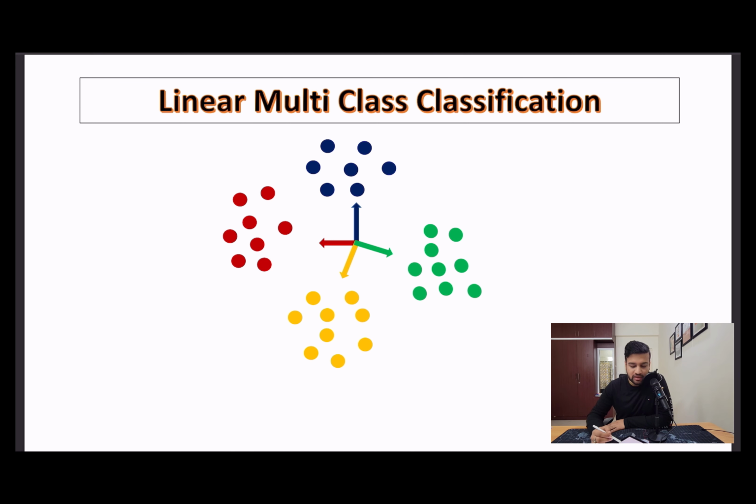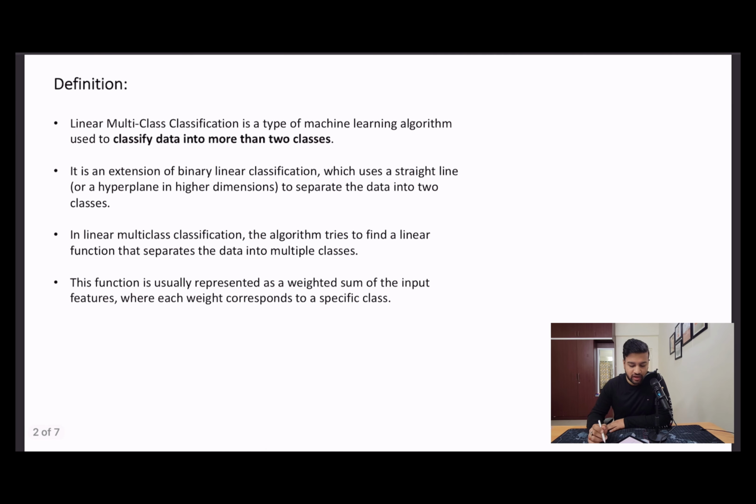So for example, here we see that there are 4 classes and we want to predict which of these 4 classes a new data point belongs to. So let us start with a definition of linear multiclass classification. It is a type of machine learning algorithm used to classify data into more than two classes. It is a natural extension of the binary linear classification problem, which uses a straight line to separate the data into two classes, which we have seen in the last video.